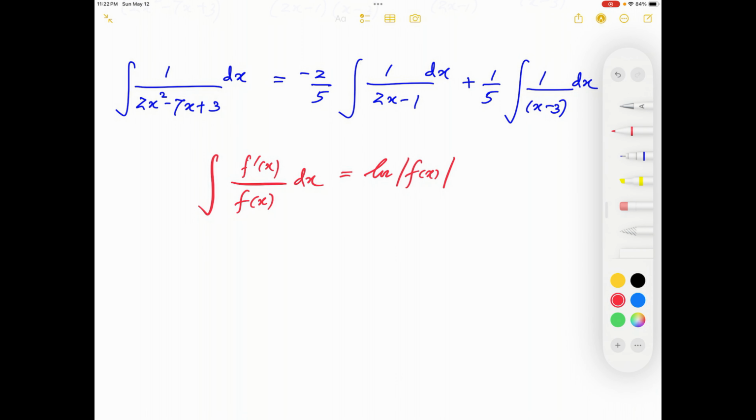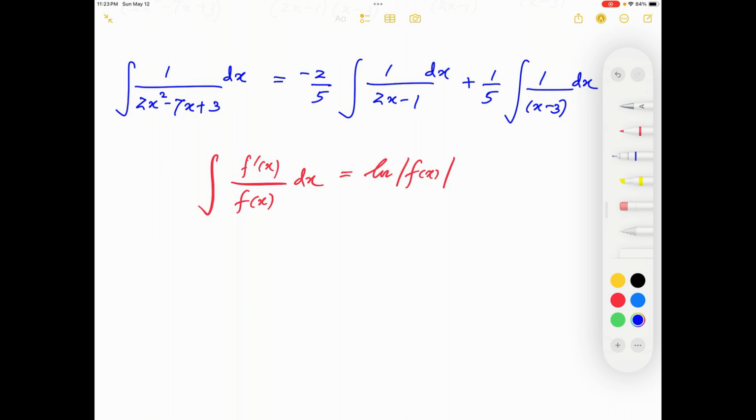I have proved this theorem in the past. I'll have the link posted down below in the description for those who are interested in the proof of this theorem. So in this video, I'm not planning to prove this theorem. Instead, I'm going to straight away use the theorem to evaluate these integrals.